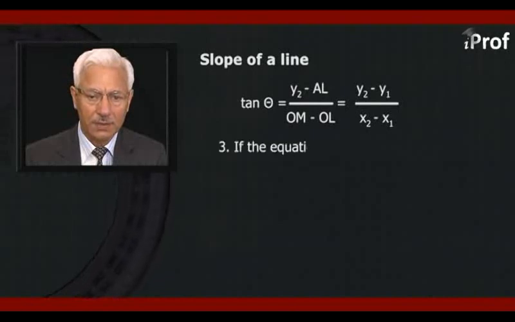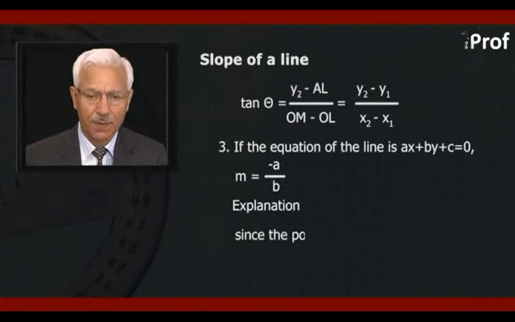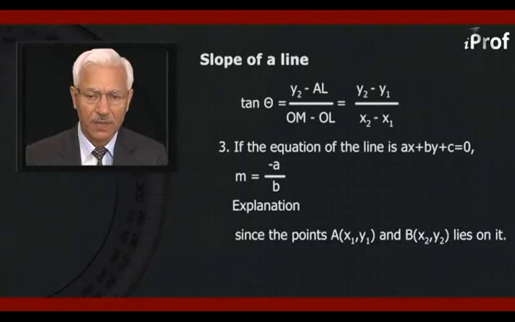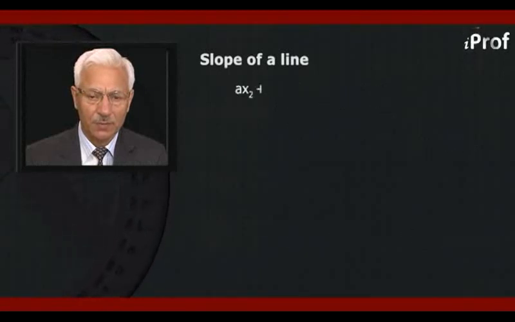If the equation of the line is ax plus by plus c equal to 0, then m is equal to minus a upon b. The explanation for this is, since the points A(x1, y1) and B(x2, y2) lie on it, they satisfy this equation. Therefore, ax1 plus by1 plus c equal to 0, ax2 plus by2 plus c equal to 0.